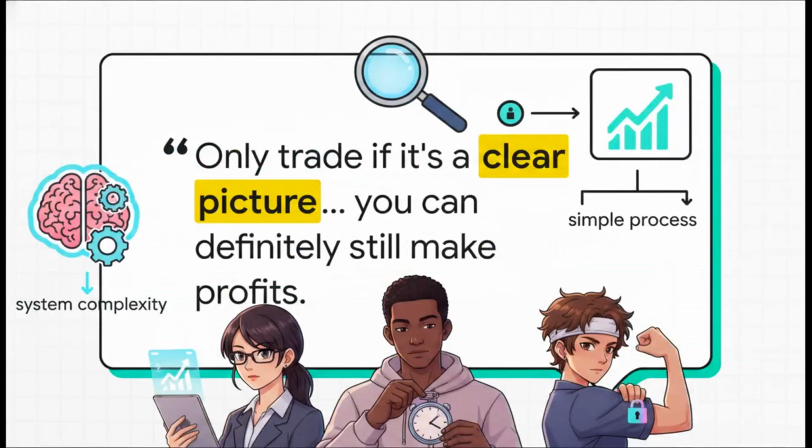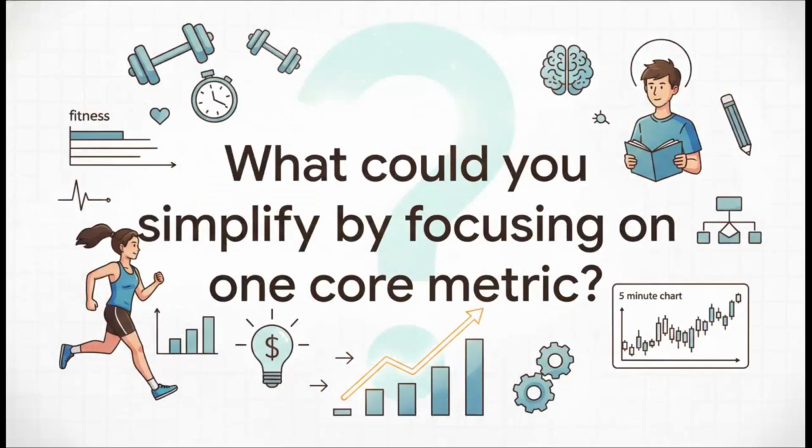The trader's final piece of advice really just drives this whole point home. Making money in the markets isn't about having the most complicated system out there. It's about having a clear picture, a simple process, and the discipline to actually stick to it. You know, this idea of radical simplification goes way beyond trading charts. It really leaves us with a powerful question to think about in our own lives. Whether it's your fitness, your business, or learning a new skill, what is the one core thing you could focus on that would cut through all the complexity and get you better results?